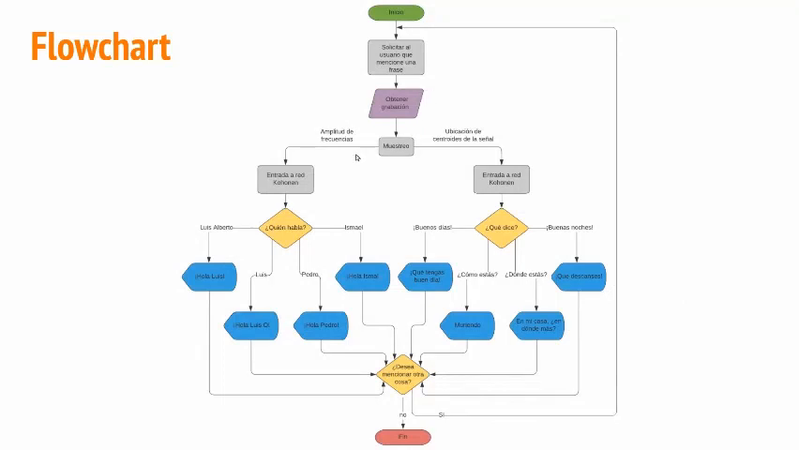The amplitude of the frequencies will be used with a Kohonen network in order to identify who is talking. In this case, it will be one of our team: Luis Alberto, Luis, Pedro, or Ismael. Then the location of the centroids will be used to identify what phrase is being said: good morning, good night, where are you, or how are you.